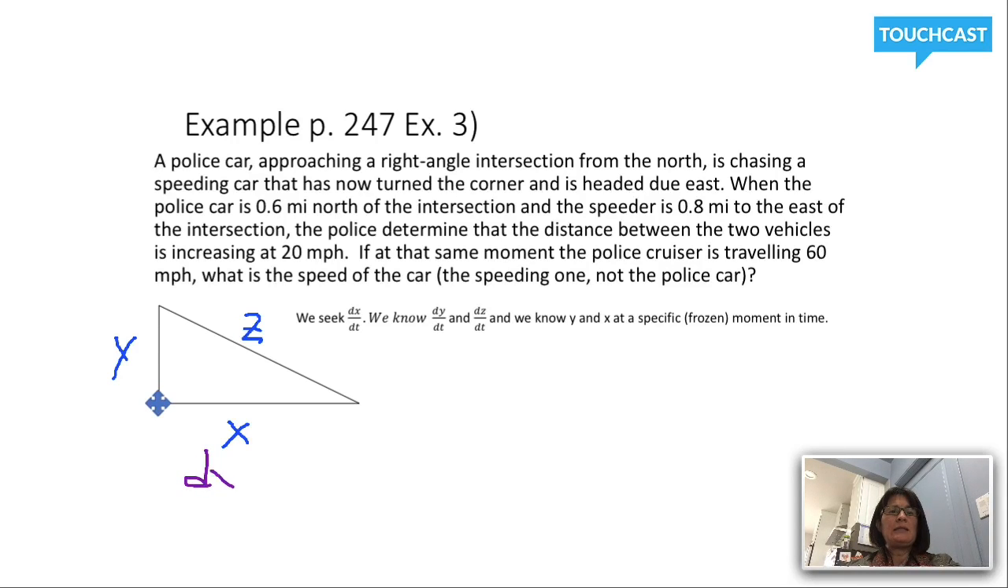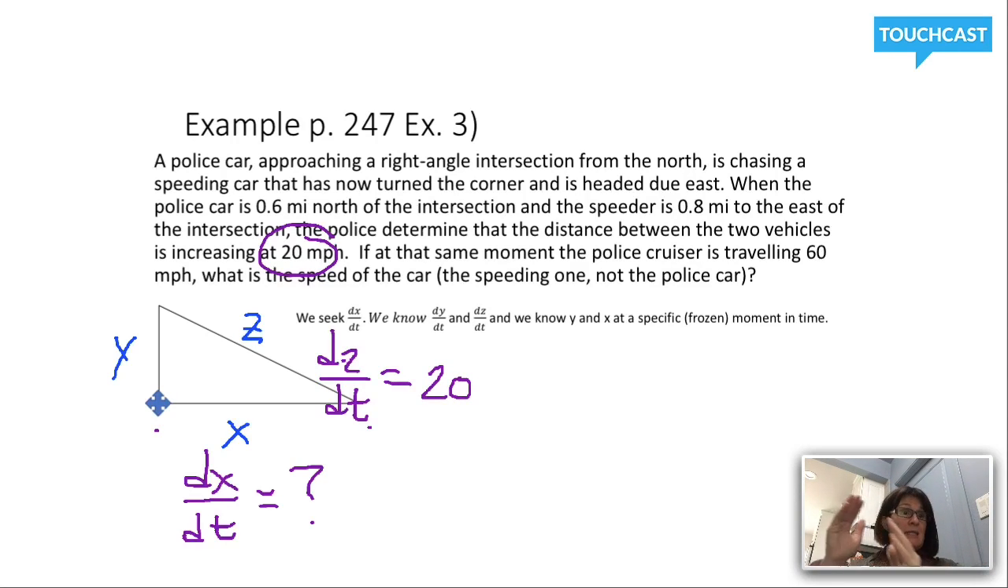dx/dt is how fast the distance between the intersection and the speeders is changing. That's the thing I want. I'm going to put equals question mark. dz/dt is how fast the distance between the police and the speeders is changing. We've been told that is 20. Specifically, we've been told that distance is increasing, so we know that rate of change is positive 20.